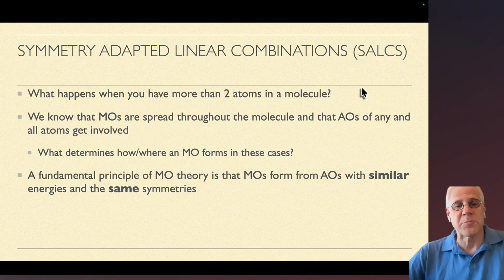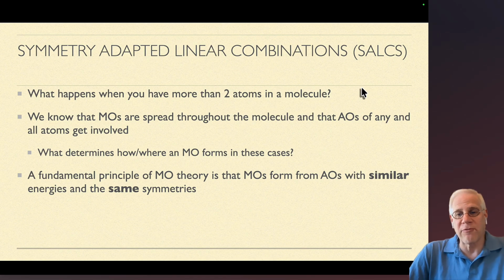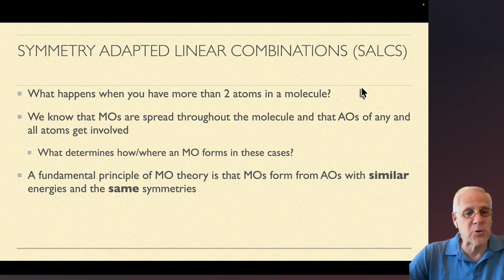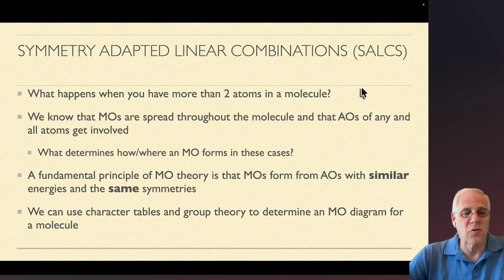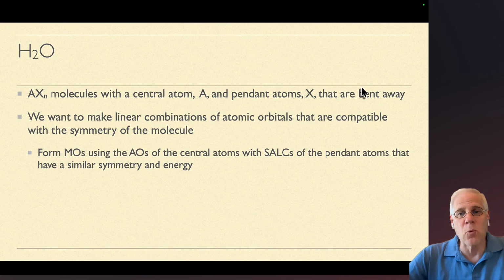One of the fundamental principles of molecular orbital theory is that molecular orbitals form from atomic orbitals with similar energies and the same symmetries, and that becomes very important. Similar energies and the same symmetries. So we can use our character tables and the group theory that we just learned to determine a molecular orbital diagram for molecules. So we're going to look at water first because it's a nice, simple molecule.